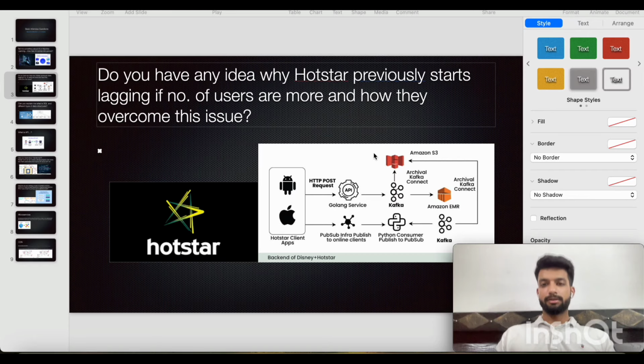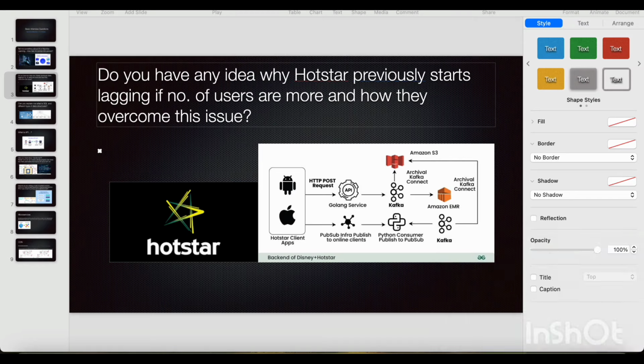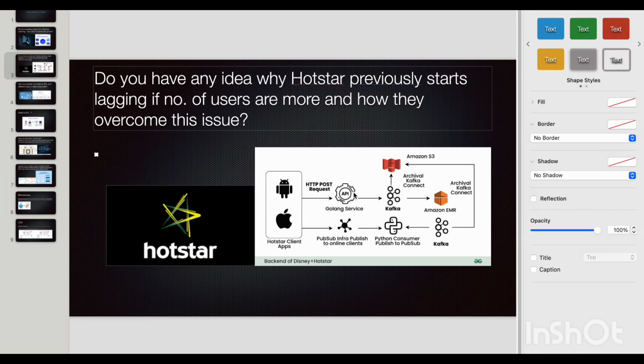So there are two dots that are connecting: HTTP post request to Amazon S3. Now what they are using, what JioCinema is using, is Amazon S3 to overcome this issue. But before sending the request directly to Amazon S3, it is taking two steps to handle the large data from their side. What are the two steps?